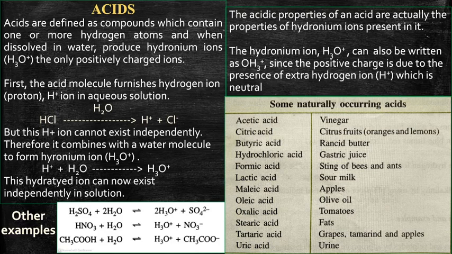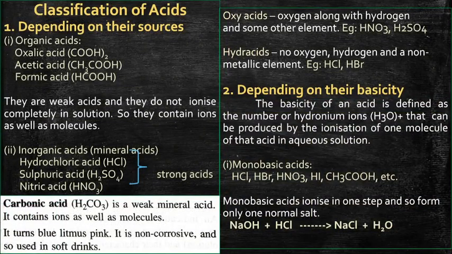Okay, students, here we have some examples of naturally occurring acids, like acetic acid, present in vinegar, citric acid in citrus fruits, butyric acid, hydrochloric acid, formic, lactic, malic, oleic, oxalic, stearic, tartaric, and uric acids. They are present in sources like various fruits, stings of bees, tomatoes, olive oil, apples, fats, grapes, urine, etc.